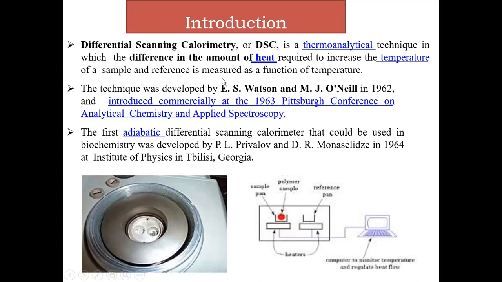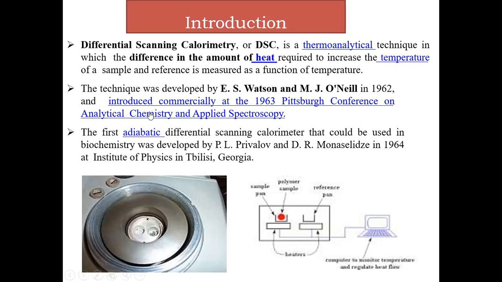Here, how much heat is required to increase the temperature of your sample, and how much heat is required to increase the temperature of the reference, is measured. So we are supplying heat to both, and to increase the temperature of your sample and reference, how much heat is required, we will be measuring it.